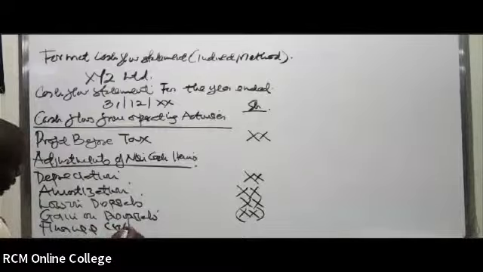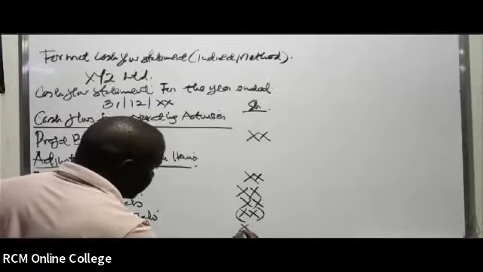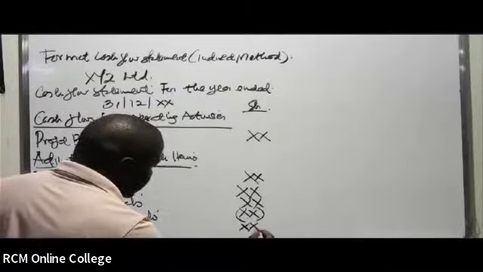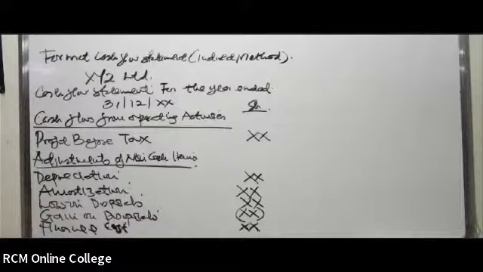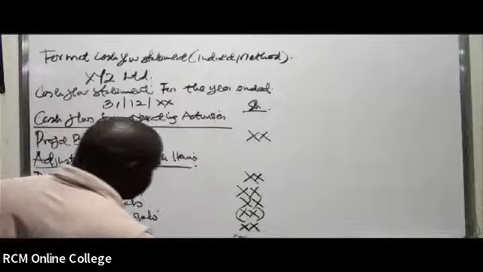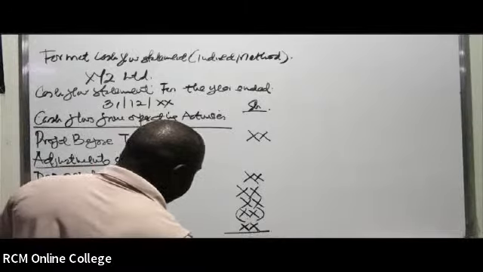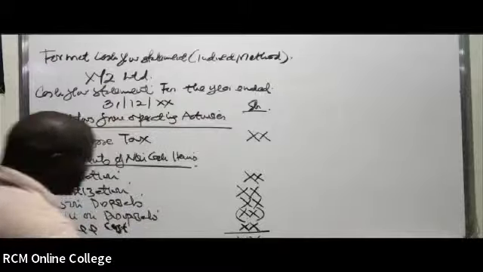Finance cost is interest, so you'll add it back. You'll likely add it back here, here, and there. After that, you'll get a total.